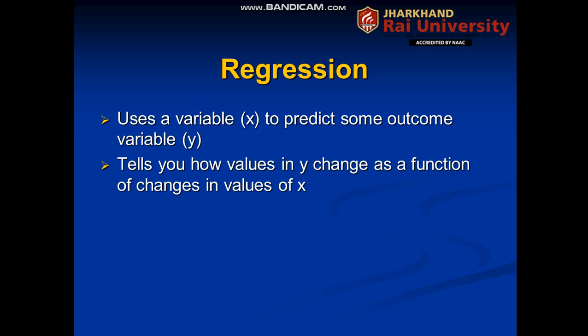So we use variable x to predict some outcome variable y. It is just like the things we do with coordinates in mathematics, where by substituting the value of x we find some values of y. So it tells you how values of y change as a function of change in values of x.